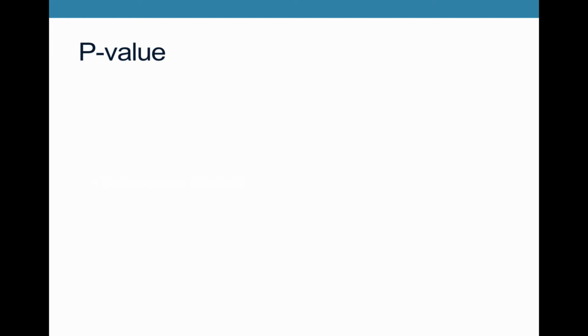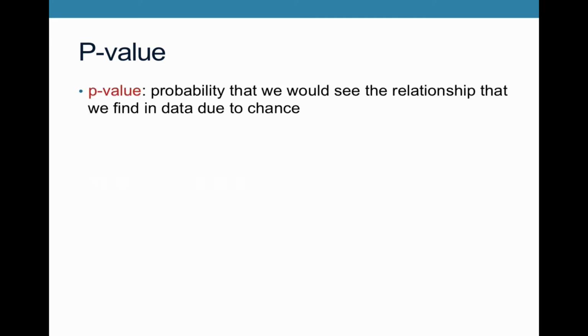So let's go through these three pieces to come up with statistical significance to answer that question. First is the p-value. The p-value is the probability that we would see the relationship that we find in that data due just to chance. Thinking about the flu vaccine example, there was a 2% difference in the treatment versus control groups. Can we conclude that that 2% difference is something that's real and not just due to randomly sampling people who are a little bit healthier and putting them in the treatment group?